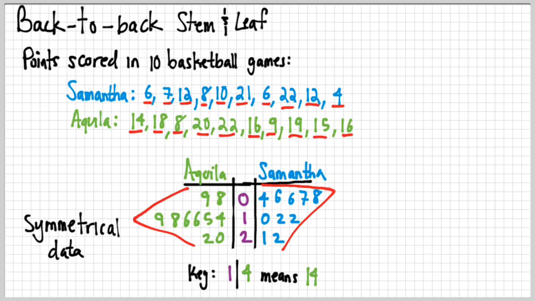Samantha, on the other hand, has more of a sideways sort of shape here. She had a lot of low scores, okay? She did get some in the teens, and her high score was the same as Akila's high score, 22. So she's capable of getting high scores, but she was not as consistent. She was more often in the lower numbers, scoring just single digits.